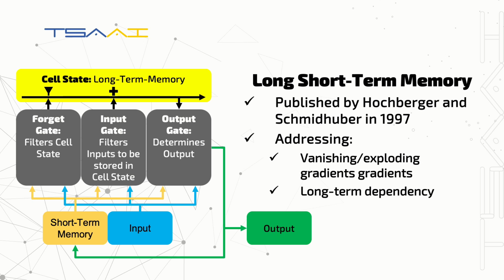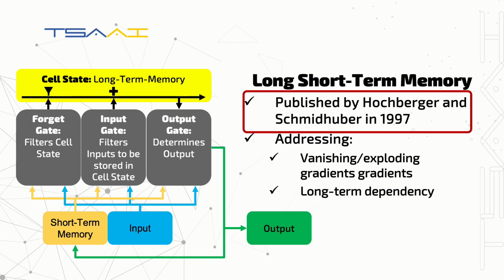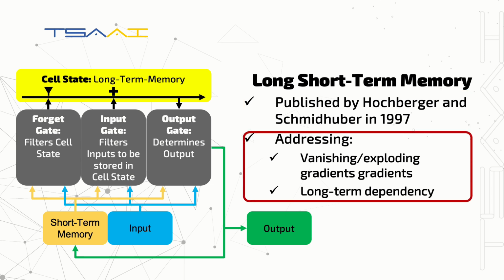Long short-term memory, LSTM, is a variant of RNN architecture, introduced by Hochreiter and Schmidhuber in 1997. Specifically devised to tackle the challenges of vanishing gradients and exploding gradients and long-term dependencies. Similar to the normal RNN, the LSTM unit takes the current step's input and the previous step's output as inputs, but its architecture is more complicated.